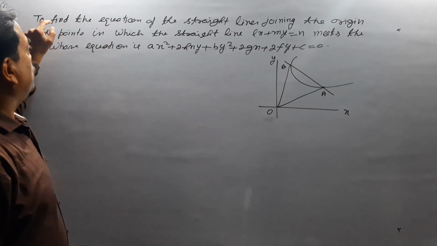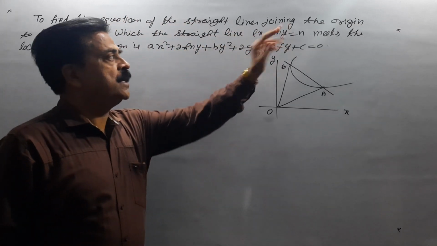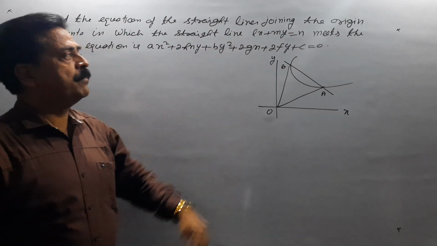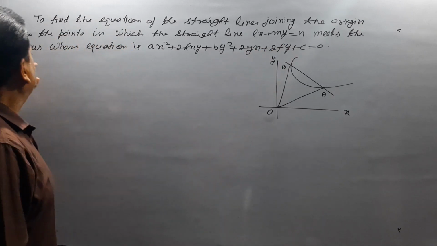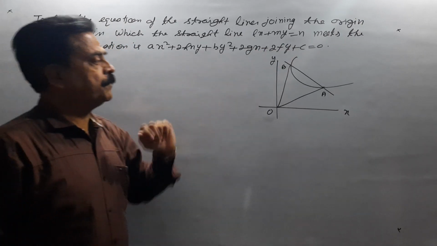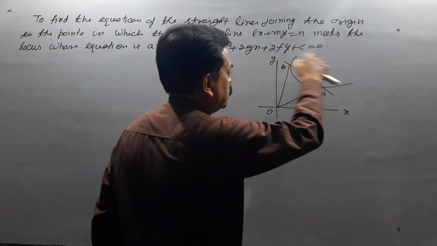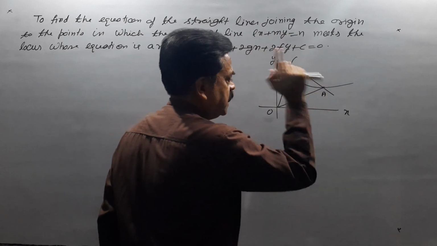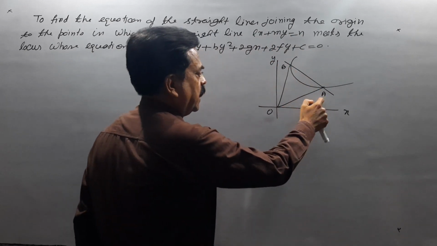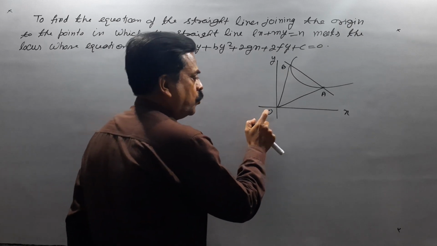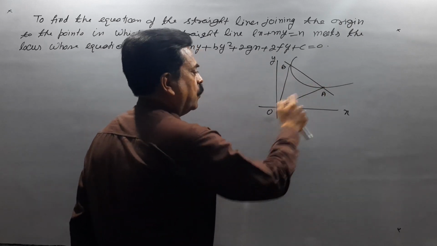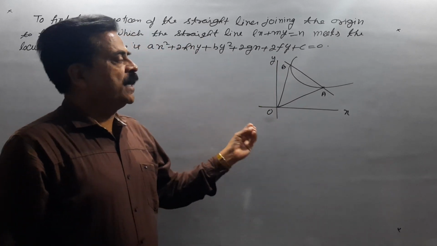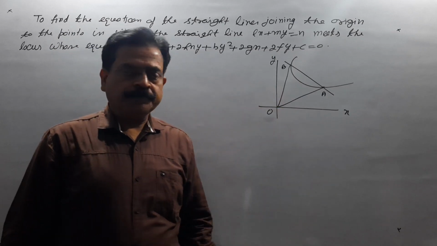Again we read this: to find the equation of the straight lines joining the origin to the points in which the straight line Lx plus my equals n meets the locus whose equation is this. So this equation is representing this curve, and Lx plus my equals n is this line which is intersecting this curve at A and B. So join the origin to A and B, and OA and OB are two straight lines which are passing through the origin. So we have to find the pair of straight lines OA and OB.